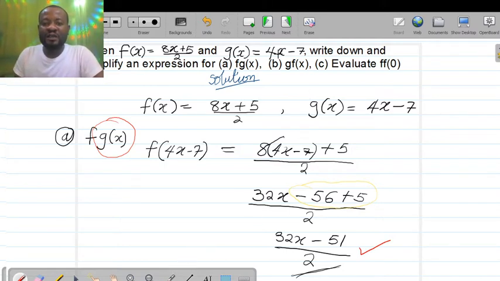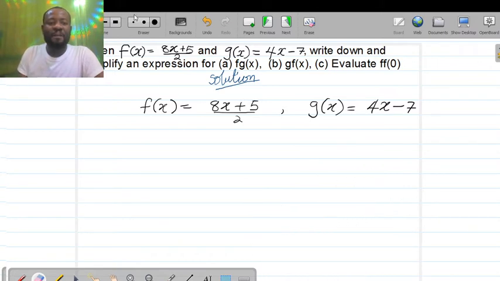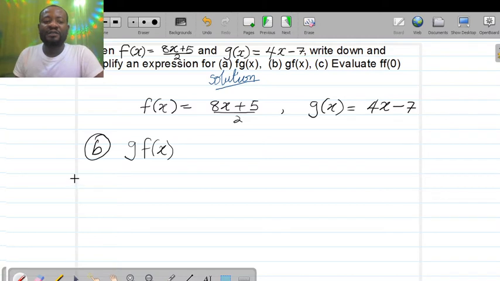Okay, now let's look at the B part, g of f of x. As we always do in the other one, this is g of x, which is 4x minus 7. Now we assume that this now is x. Here is x. I will bring this and substitute here because my f of x is this. You see that? My g is 4x minus 7.